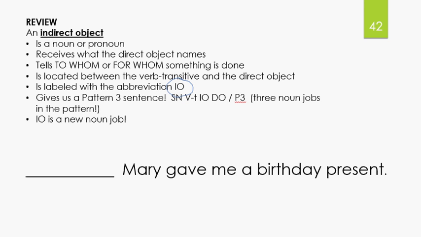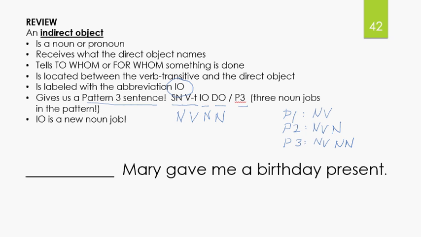And this gives us the pattern 3 sentence, which is going to be subject noun, verb transitive, IO, pattern 3. You've got a noun, a verb, a noun, and another noun. And sometimes they can be pronouns too, but the core pattern is noun, verb, noun, noun. Pattern 1 is noun, verb. Pattern 2 is noun, verb, noun. That's the subject, noun, verb, transitive, direct object. Pattern 3 is noun, verb, noun, noun. Because we have an indirect object noun, a direct object noun. Pattern 3. IO is a new noun job.